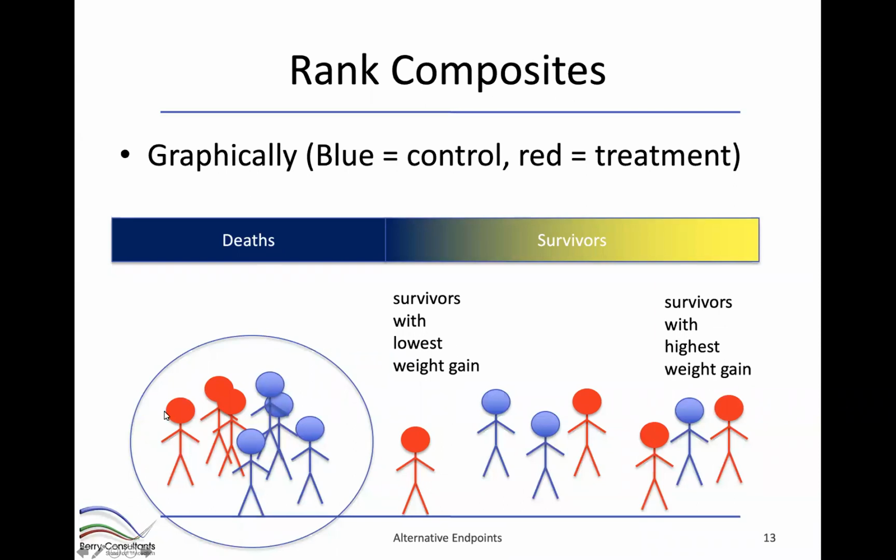So the analysis would first do this ranking, and then it would basically say, are the blue patients doing better or are the red patients doing better? And so clearly you'd like to have most of your patients on this end and fewer deaths.